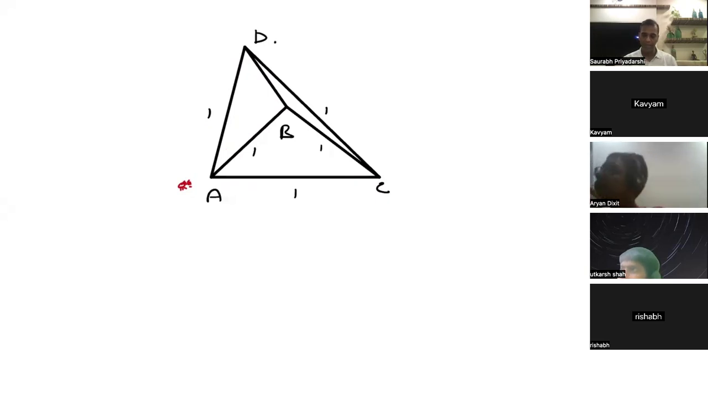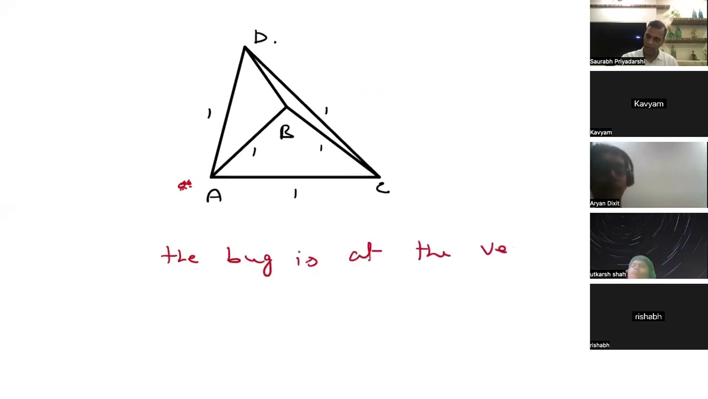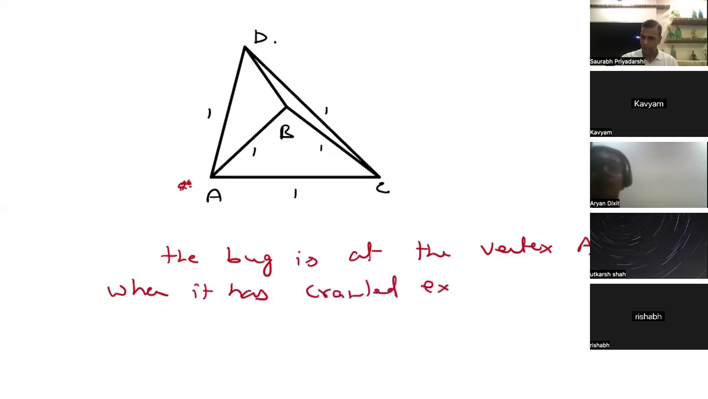Find the probability that the bug is at vertex A when it has crawled exactly 7 meters.